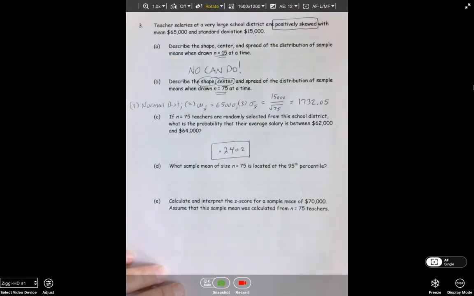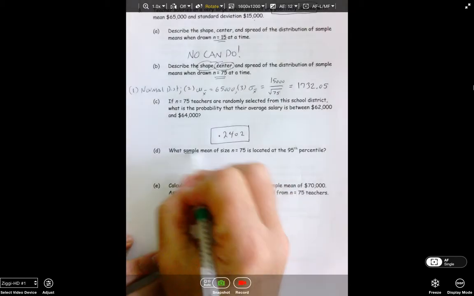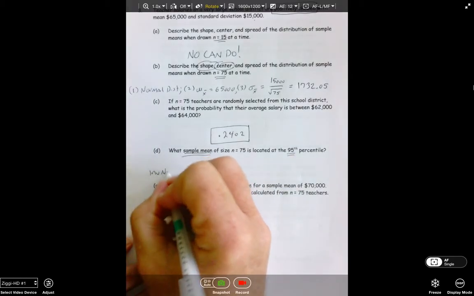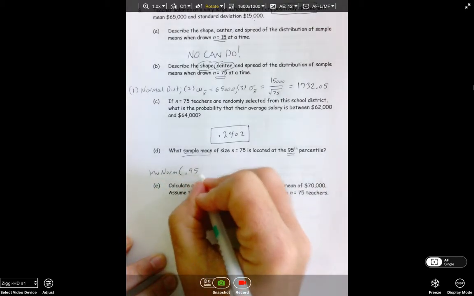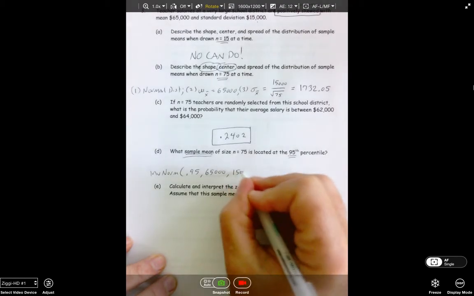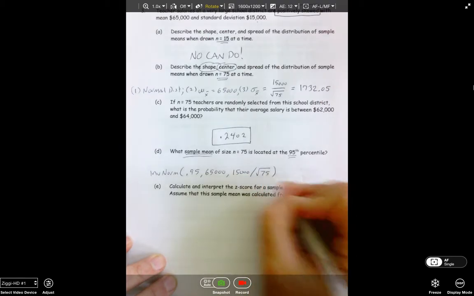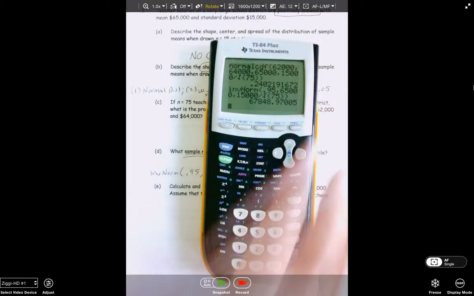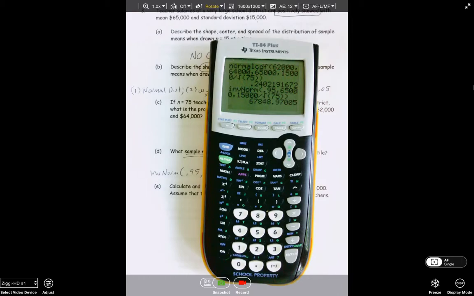Guys, y'all should be getting pretty good at this stuff. All right, what's the sample mean for the 95th percentile? Again, like we did before, we're going to use inverse norm. 95th percentile is 95% below. So we're going to have inverse norm, percent below, our mean, and our standard deviation. Guys, if you want to get these problems wrong, then don't put that divide by the square root of the sample size. You'll get it wrong every time, and that's not the purpose. We want to get these things right. All right, 75. So there's what I get: 67,848.97.